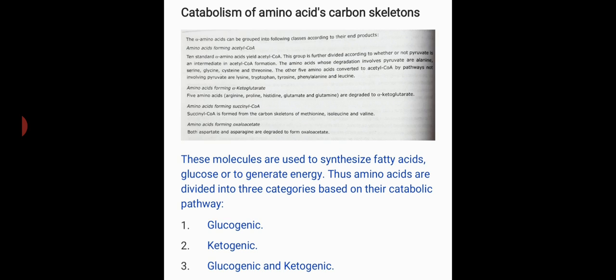Amino acids, therefore, can be further classified into three categories: glucogenic, ketogenic, and both glucogenic and ketogenic. Glucogenic amino acids are those which produce glucose precursors, that is pyruvate, or TCA cycle intermediates such as alpha ketoglutarate or oxaloacetate, which produce glucose via gluconeogenesis. All amino acids except lysine and leucine are partly glucogenic.